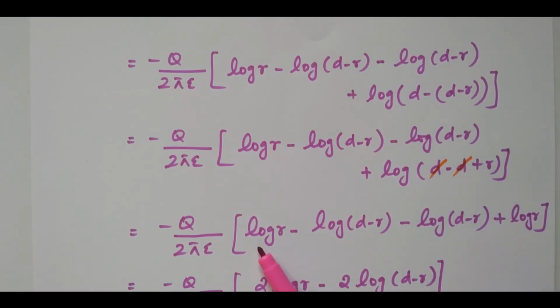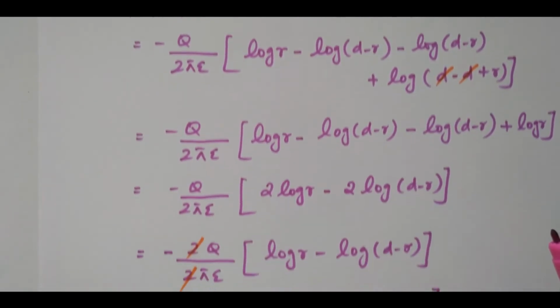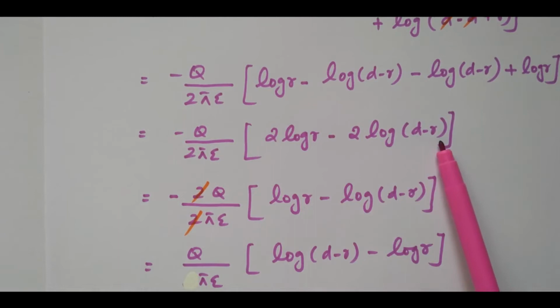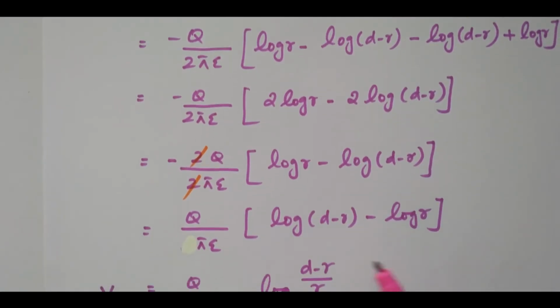Now what we got? Log r minus log d minus r minus log d minus r into this plus log r, right? See, this log r is available 2 times, log d minus r is also available 2 times, so we can add these two values. So 2 log r minus 2 log d minus r, right? Now we can take these two outside. Already one 2 is there, so it got cancelled. Log r minus log d minus r, right? So what is there? Q divided by pi epsilon log d minus r by r, log r, right?